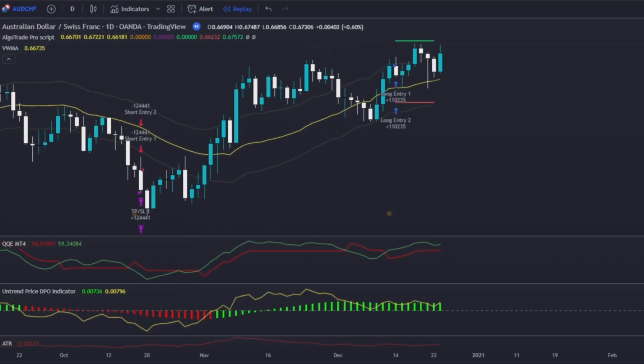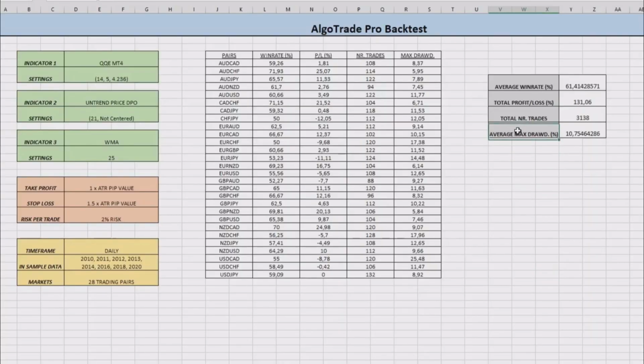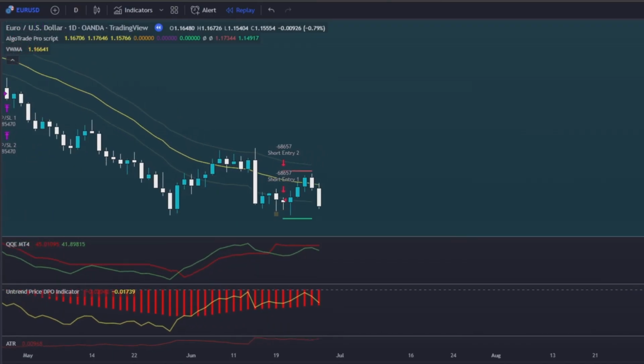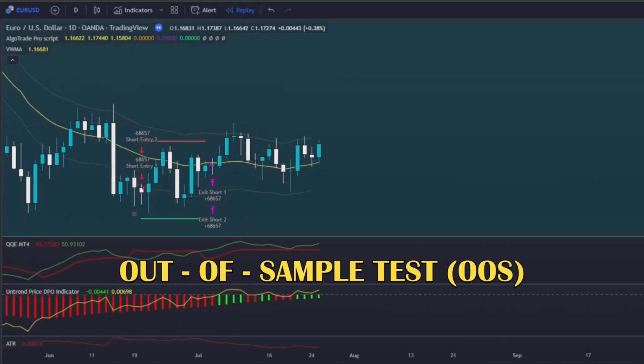I also checked the average of the max drawdown, which for this strategy was 10.75%, which is acceptable in such a large sample. However, since these are the results of a strategy and not of an indicator alone, I will now proceed with one last backtest, an out of sample one.